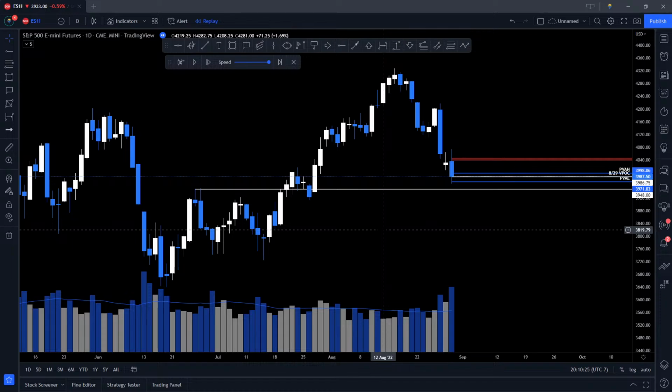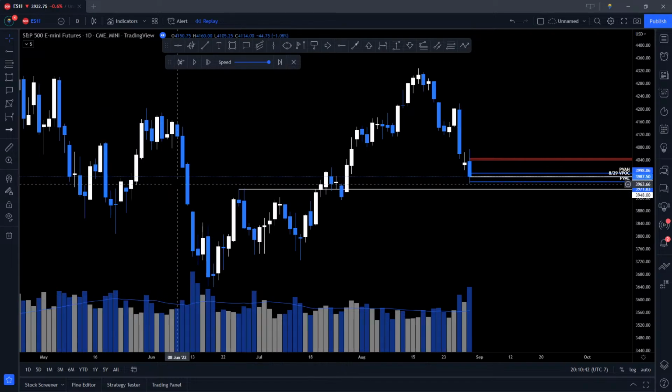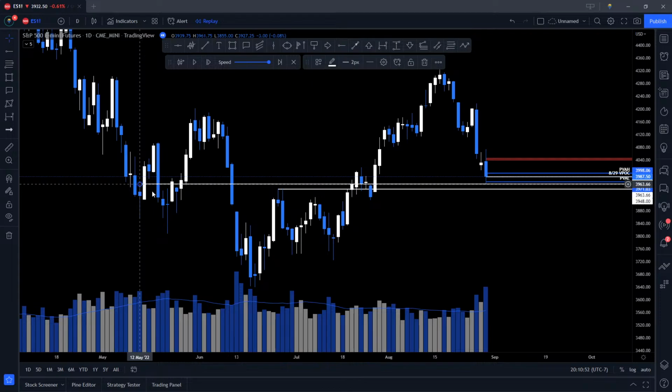I'm just trying to see if there are any other really key levels. Here we essentially have another double top right there, which is right where we bounced on this day.